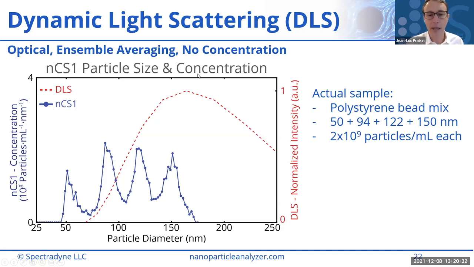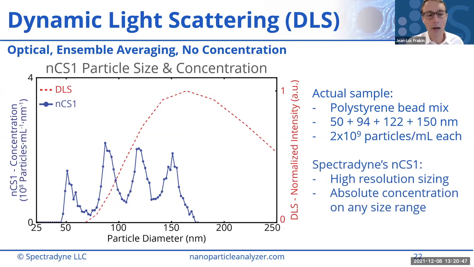And you can see what's happening is the dynamic light scattering is effectively just picking up the big particles in the sample. It's biased heavily towards the bigger sizes, and it's not really telling you the true composition of the sample. Conversely, NCS1 is showing you high resolution sizing and absolute concentration over any size range in the measured range.